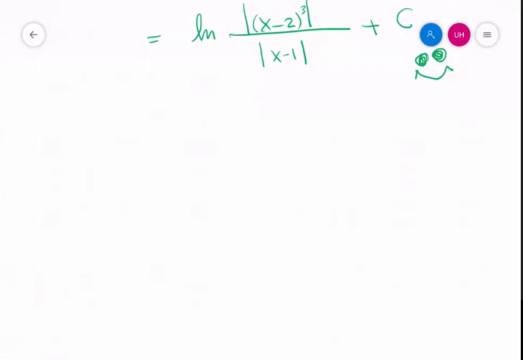Let's do this. Find the integral of 6 over 4x squared minus 9 dx. Okay, so have a think about this. What do you see as the denominator? How does it look like? Think about it.